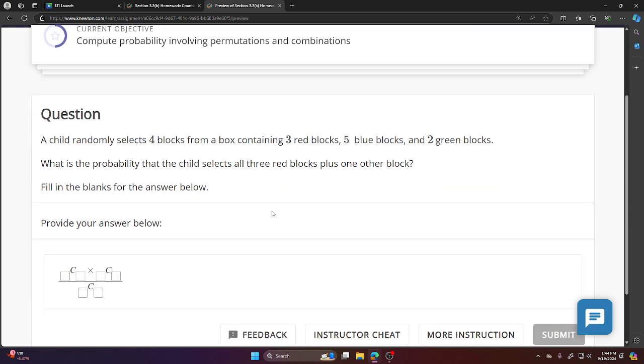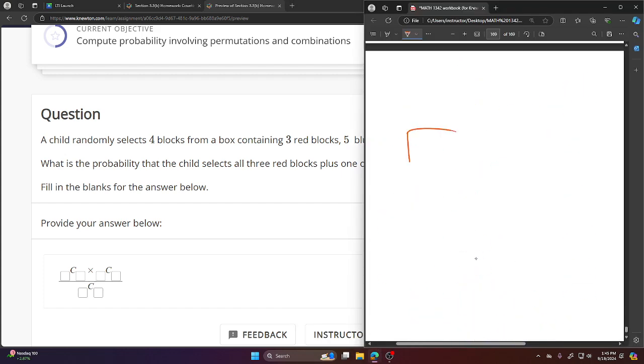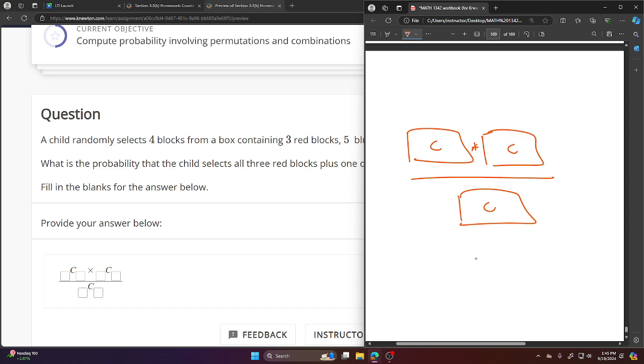But here's another one. So a child is selecting 4 blocks. We got 3 red, 5 blue, and 2 green. What's the probability of all 3 red blocks plus another block? So they're saying all 3 and then one other one. It could be a blue, it could be a green. Okay? Either way, I don't really care. So I need to set up my boxes just like last time. Here we go. So same style. Is order important? You're just picking up blocks? No. And they even say the C down there, so we're not really worried.